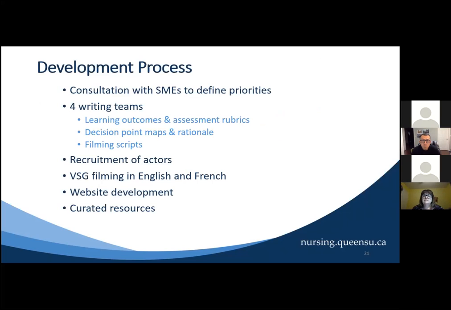So our development process is, we first had some consultation meetings with our subject matter experts, and not just the 3 that were directly involved in the project. We invited members from Rainbow Health and other organizations to come and help us to define our priorities and to participate on the writing teams. And so we selected 4 priority topics and created 4 writing teams. Each team came up with the specific learning outcomes for that game and the assessment rubrics, and then created the decision points and the rationale for each of those. And then after that, we wrote the filming scripts that would be used.